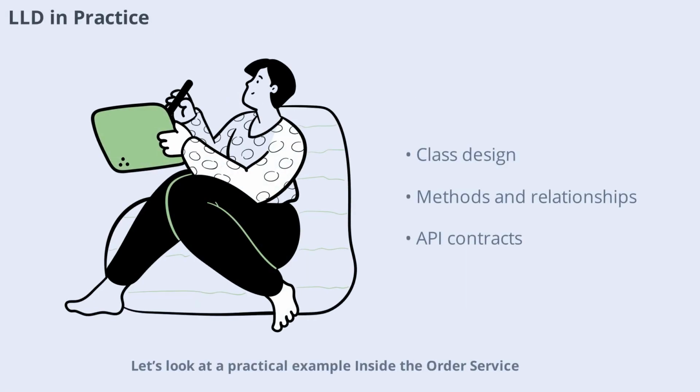Inside the order service, you might design a class called Order, with fields like id, status, and amount. You'll also define methods, relationships between classes, and how data flows within the service. This is where concepts like objects, design patterns, and API contracts come into play. LLD is all about making sure every part of the system is well-defined and works together seamlessly.